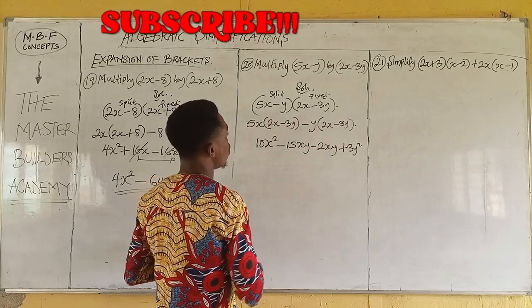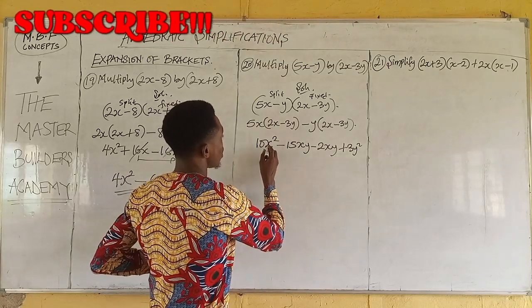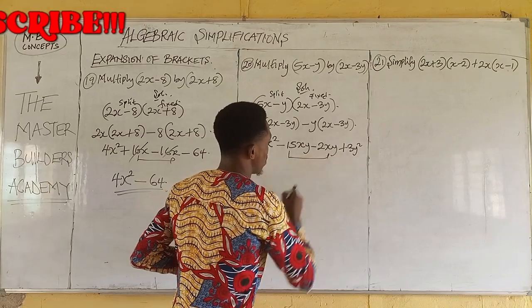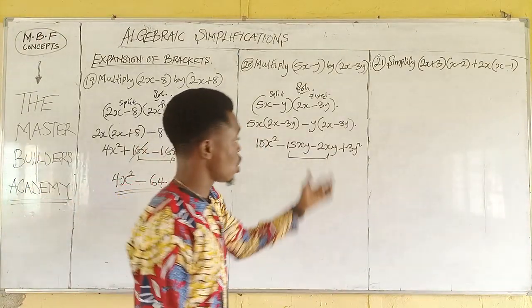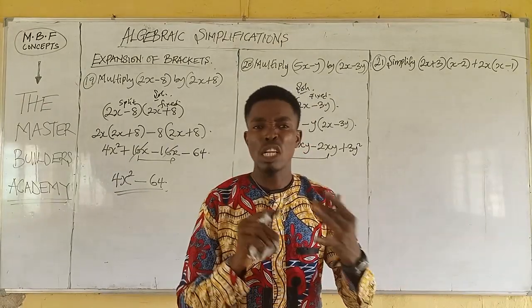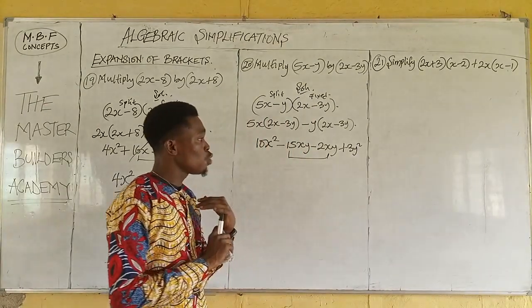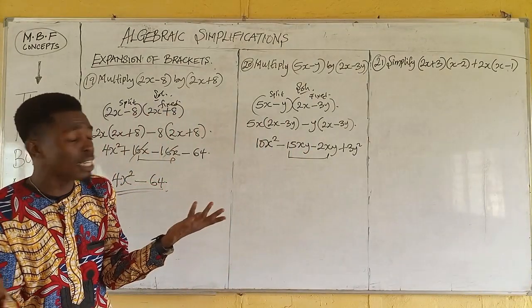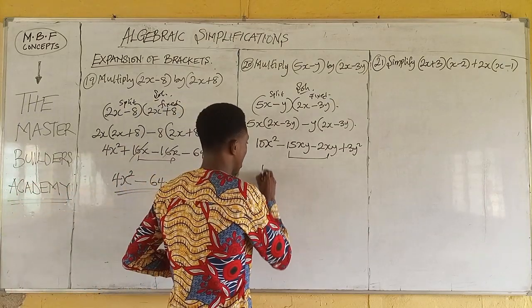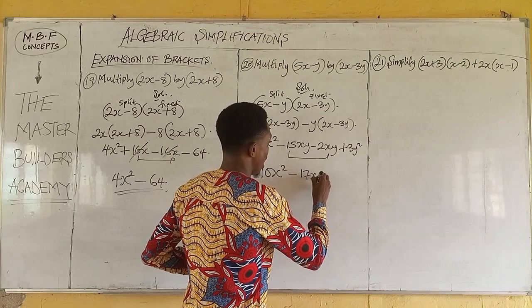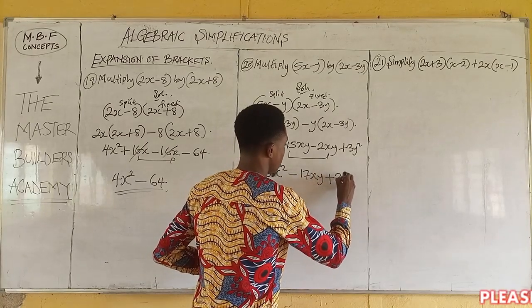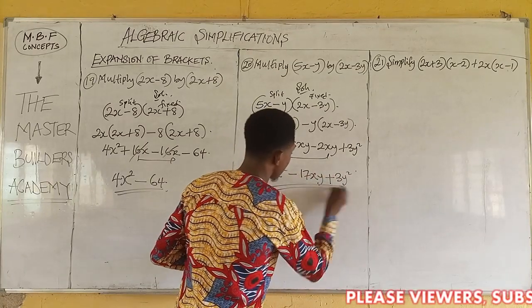Now the next thing that we do is to check these two middle terms, whether they have something in common. Of course, they do. This is minus 15xy and the other is minus 2xy. So minus 15xy minus 2xy will give us minus 17xy. Therefore, the answer to this question becomes 10x squared minus 17xy plus 3y squared. Guys, this is the answer to this question.